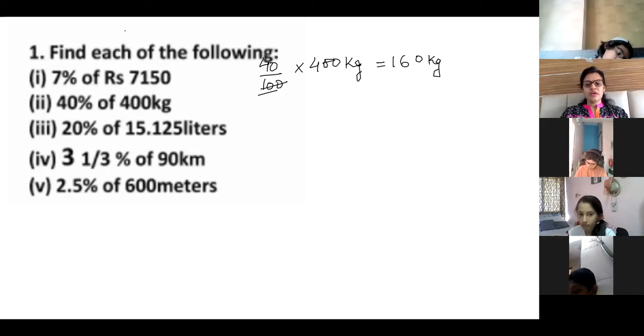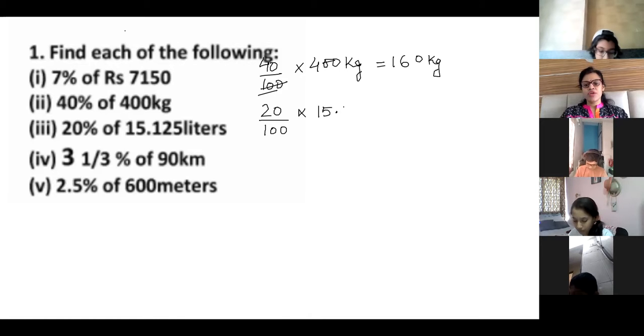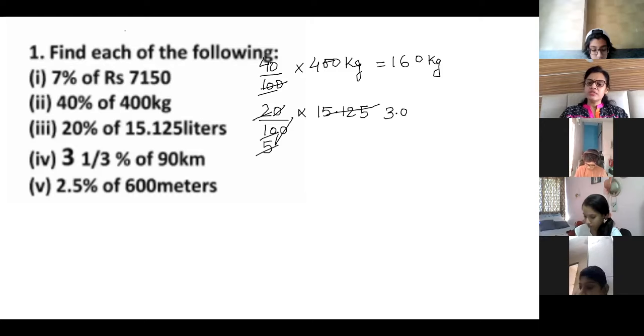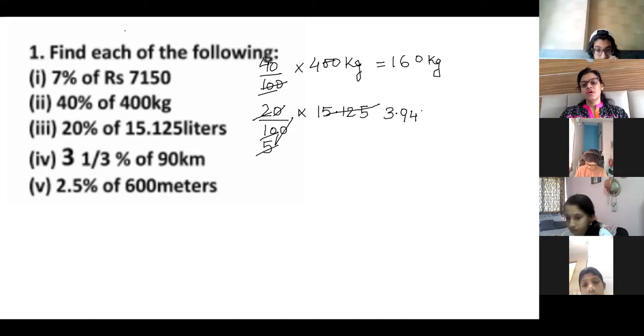Third part, anybody has done the third question? 20 by 100 into 15.125. 10, 10 you can cancel. 2 ka 0 and 2 5s are 10. Third one will be 3.25 liters. 5 3s are 15.0. Then 3.0, 3 4s are 12 and 3 1s.